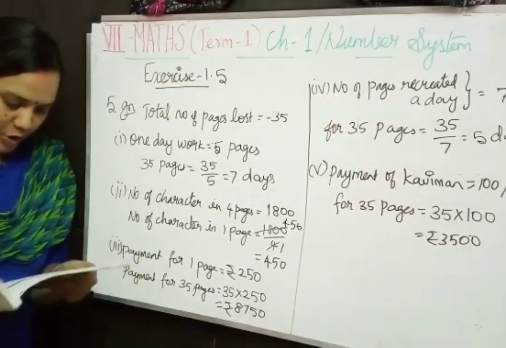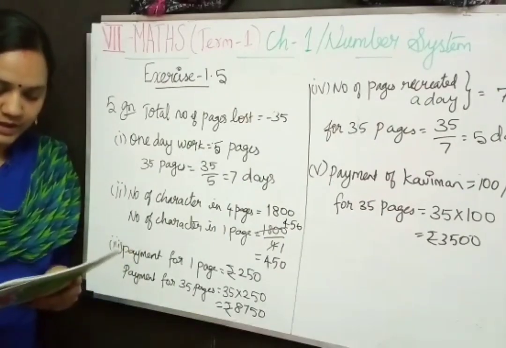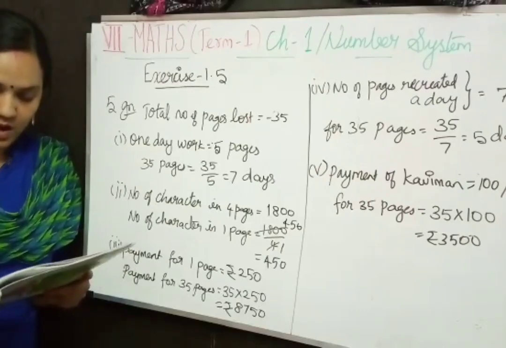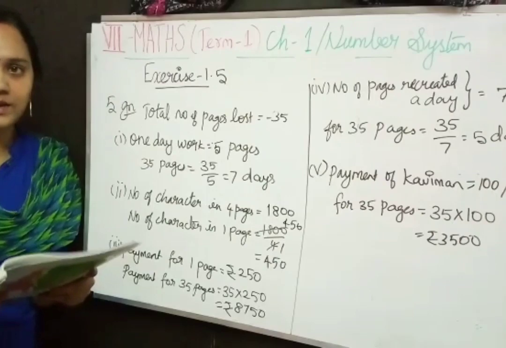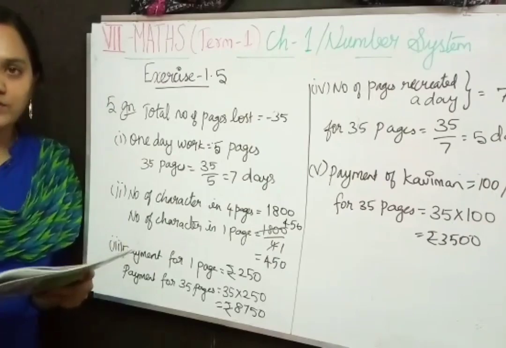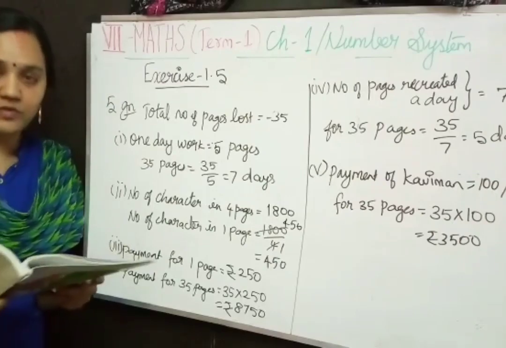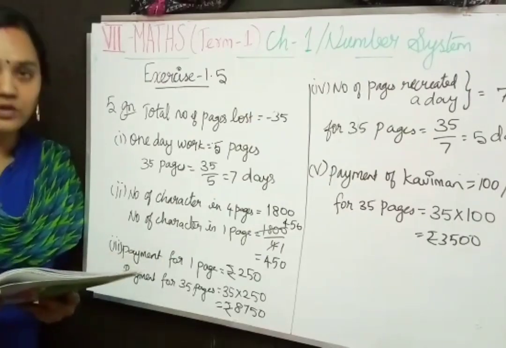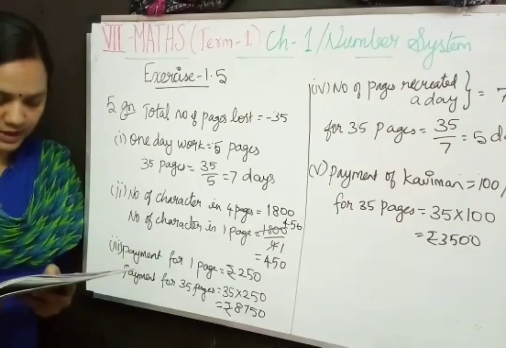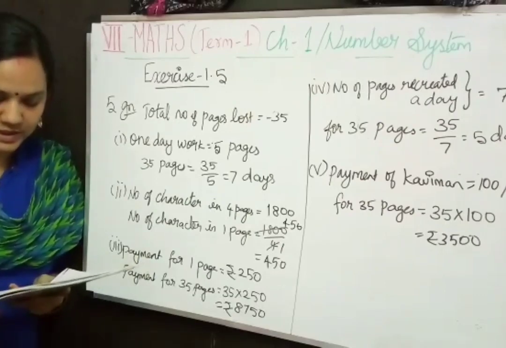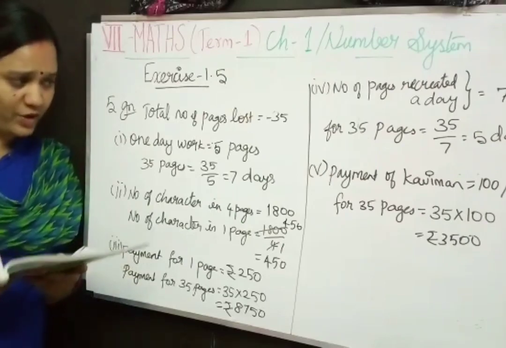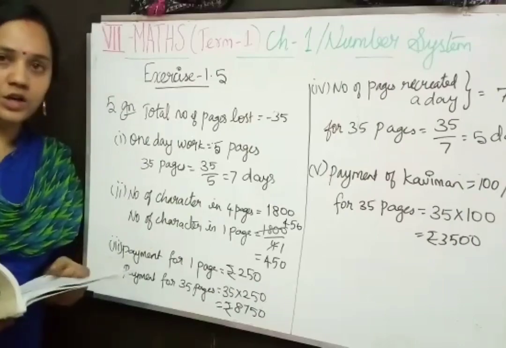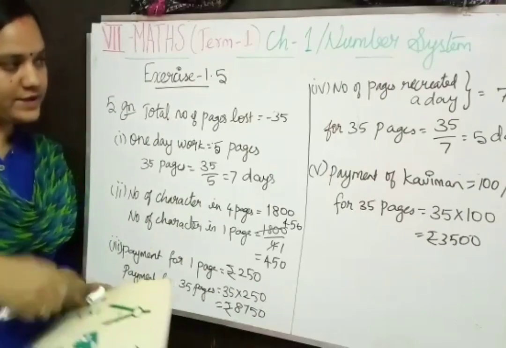Okay, first the problem is: a poet Tamil Nambi lost 35 pages of his lyrics when his file got wet in the rain. Okay, when his file got wet, he lost 35 pages of his lyrics. Use integers to determine the following. Okay, we have to use integers to determine the following. If Tamil Nambi wrote 5 pages per day, how many days of work did he lose? Okay, so how many days?